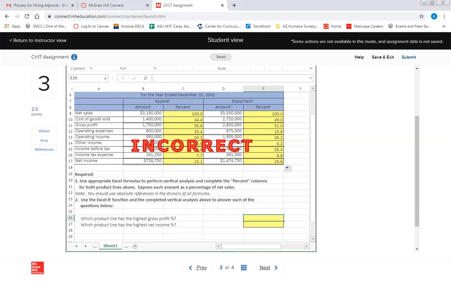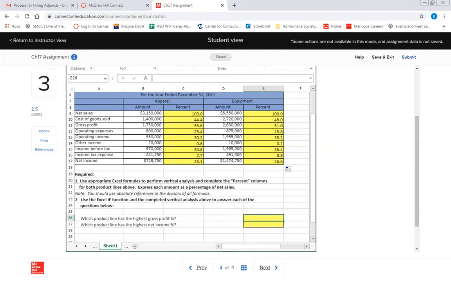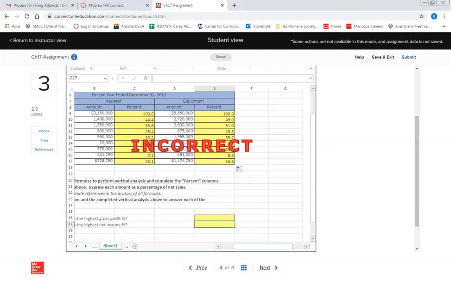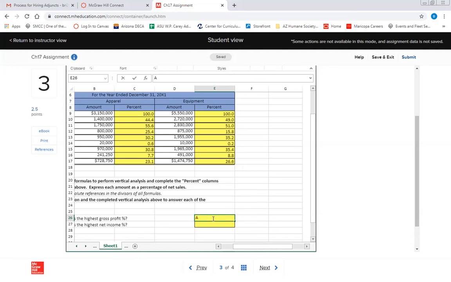segment is, did I misspell it? A-P-P-A-R-E-L. It says incorrect. Are you serious? Which product line has the highest net income percentage? Well, we can clearly see that it's the equipment segment. Let's try putting in equipment. It still says incorrect. Well, I know I am correct. Okay, so it's wrong, but you see here that it actually was apparel.